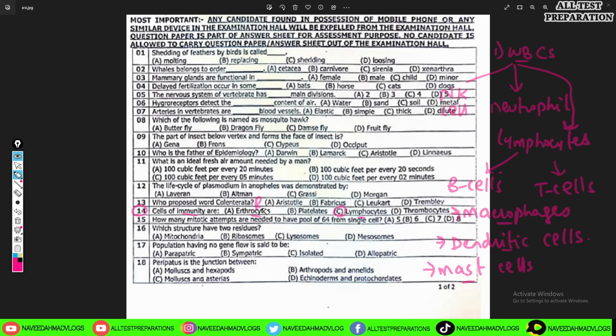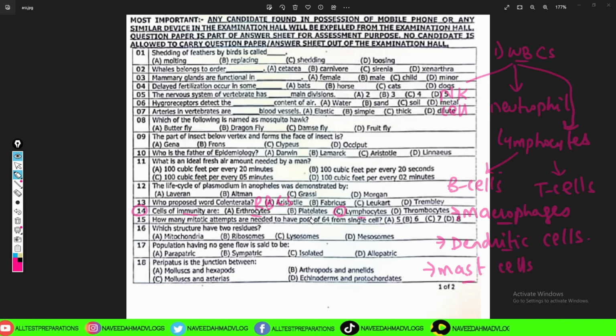Erythrocytes represent RBCs, red blood cells. Platelets is another type of blood cells, while thrombocytes are also blood cells. So the cells of immunity are lymphocytes. Option C is the correct option in question number 14.